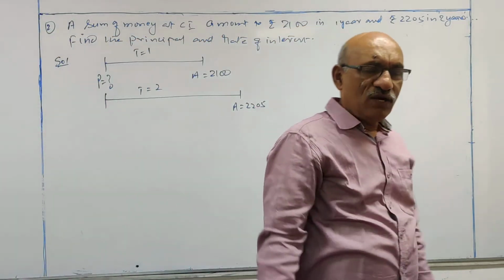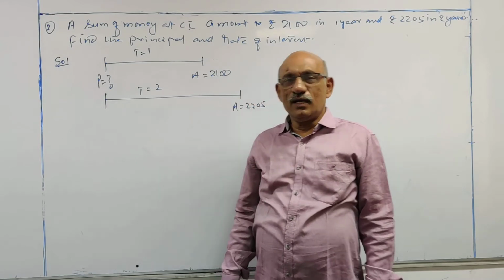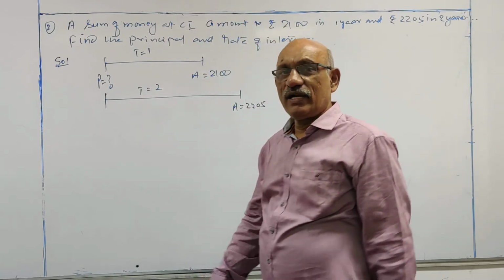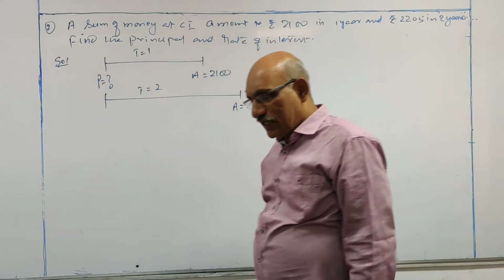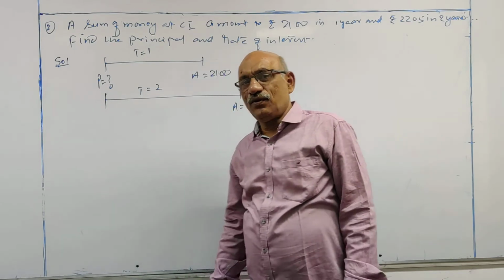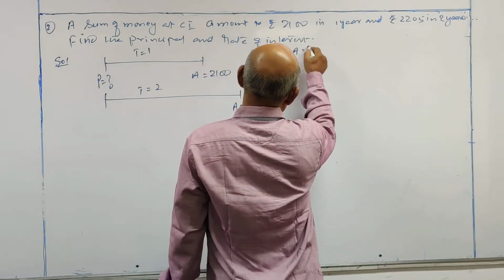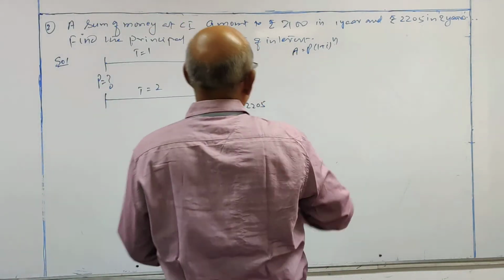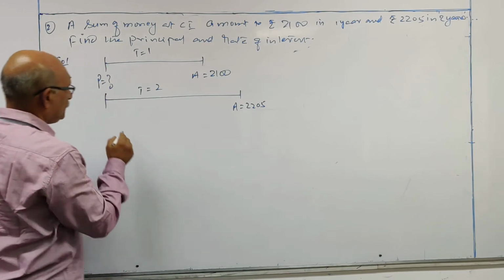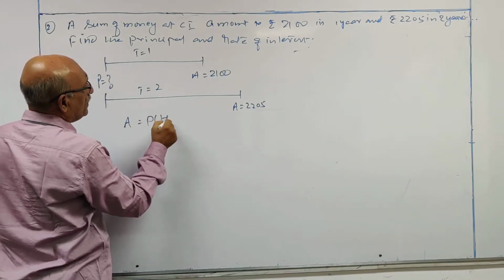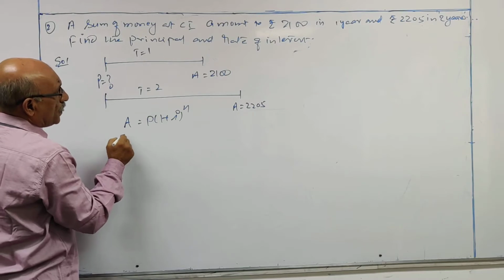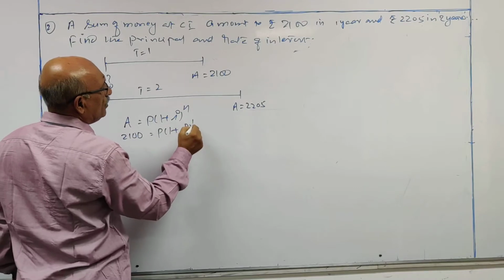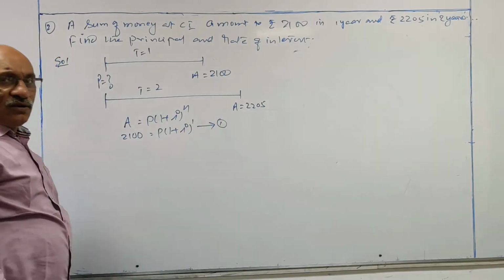What information is given to us? Amount is given, time is given. What is required for us? Principal is required and rate of interest is required. Two unknowns are there, so we need 2 equations. Amount is equal to principal into (1 plus I) whole power n. So 2100 is equal to principal into (1 plus I) whole power 1. This is equation number 1.